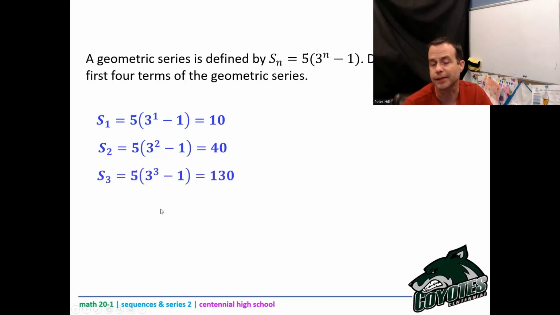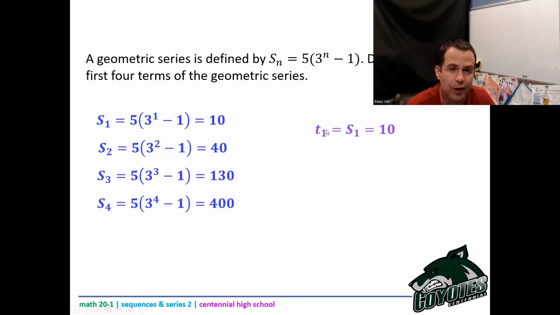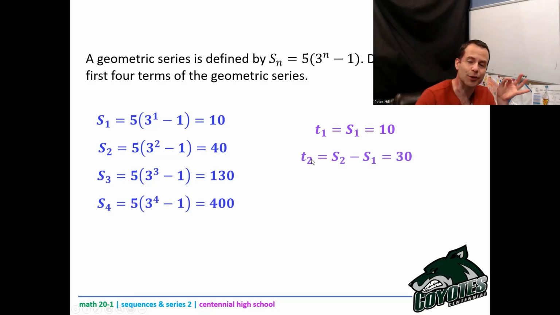So you should have gotten the sum of the first 3 terms is 130, and the sum of the first 4 terms is 400. Now, how do we use that to figure out what the actual terms are? Well, I've already talked about term 1. We know that term 1 would have been the sum of the first term, which is 10. Now, T2, well, the sum of the first 2 terms is 40, and I already know that the sum of the first term is 10. Doesn't that mean the second term has to be 30? Do you follow my logic there? So what we can say is the second term has to be the sum of the first 2 terms minus the sum of the first term.